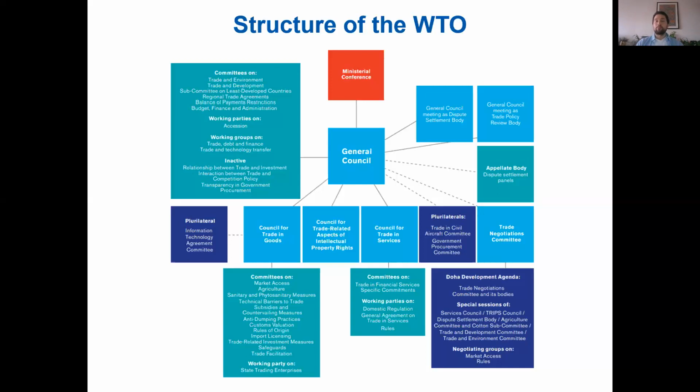Why so? Because they do not make any decisions themselves. All reports of the panel and reports of the appellate body are sent for adoption to the dispute settlement body. So ultimately, no decision of the panel, nor any decision of the appellate body, would come into legal effect unless approved by all WTO members.